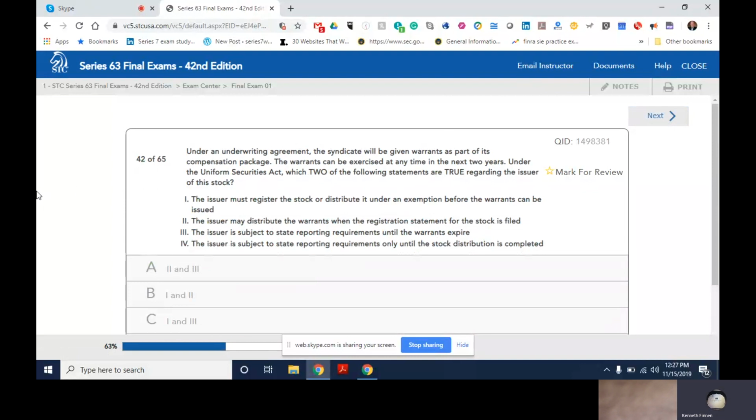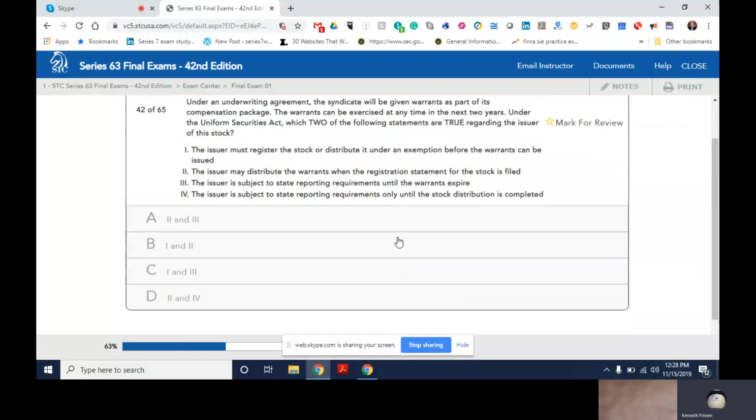Boom. Under an underwriting agreement, the syndicate will be given warrants as part of its compensation package. That's an offer. The warrants can be exercised anytime in the next 2 years under the USA. Which two things are true? The issuer must register the stock or distribute it under exemption. That's true because you either have to register or exempt. The warrants are kind of useless unless the shares are registered or exempt, because then they can't exercise them. You can't do something when the registration statement is filed because that means you don't know if it's going to be effective or not. So I think it's going to be 1 and.